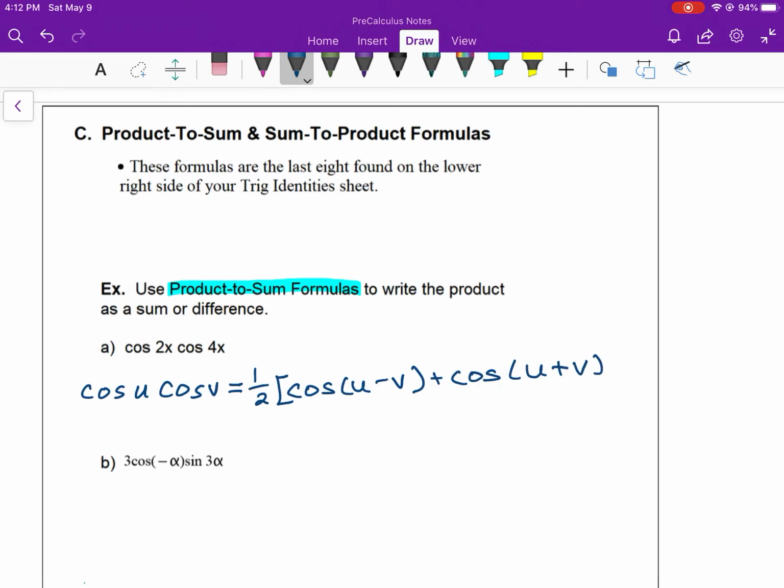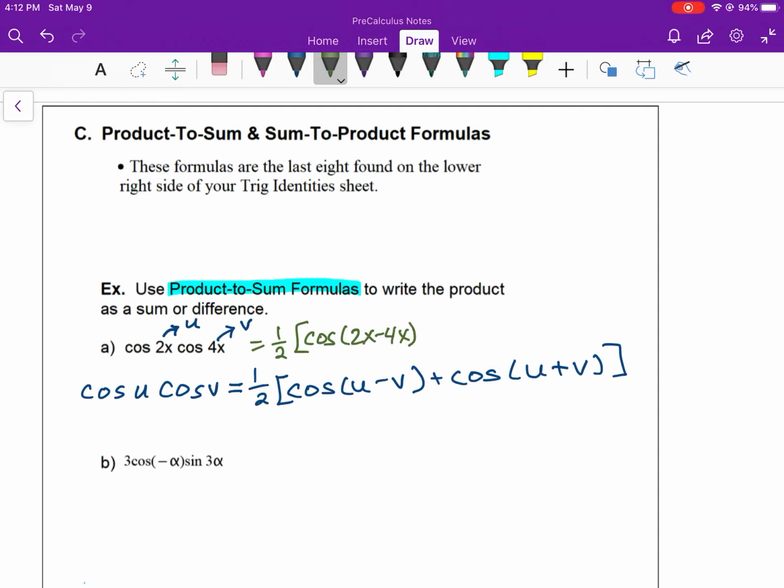Okay, let me just make sure I copied that down correctly. Cosine u minus v, cosine u plus v. All right, here we go. So this will equal 1/2 times cosine of u minus v plus cosine of u plus v. Okay, I'm going to go ahead and erase this now so that I can continue working and cleaning up what I have here. So I have 1/2 cosine of negative 2x plus cosine of 6x.